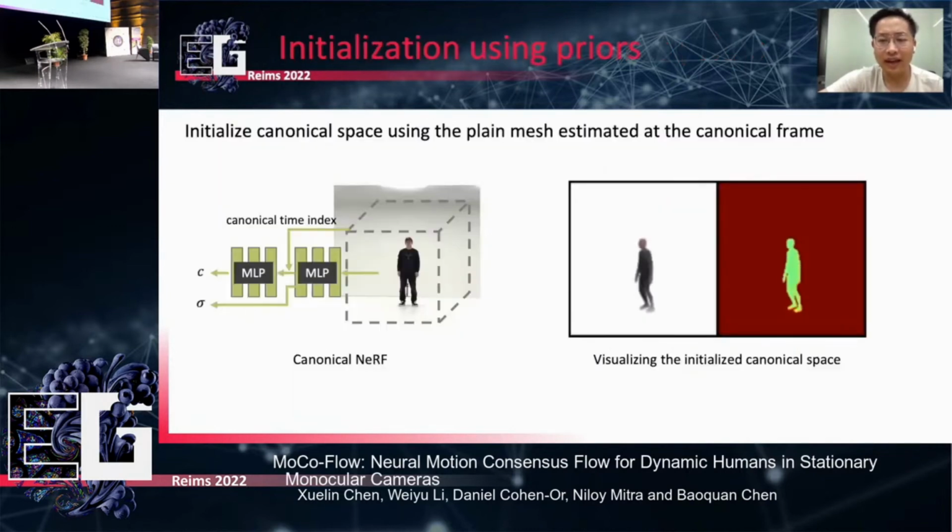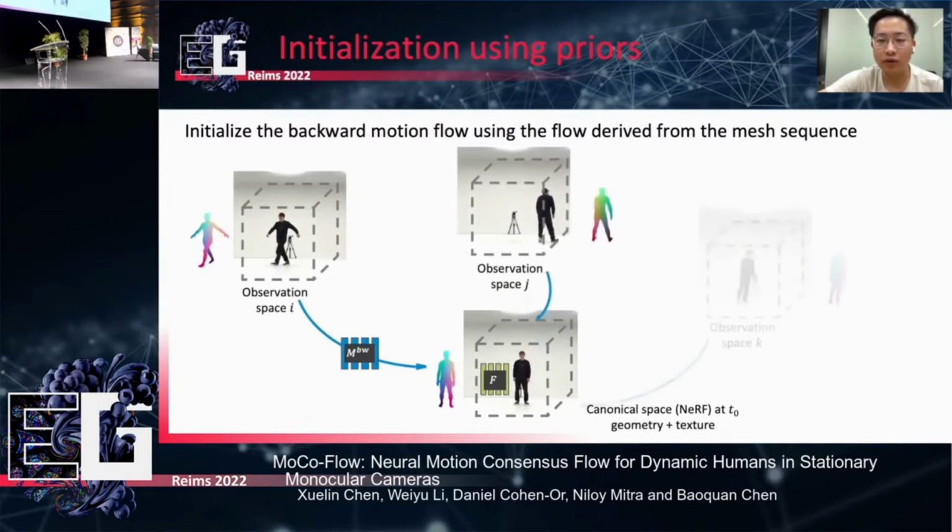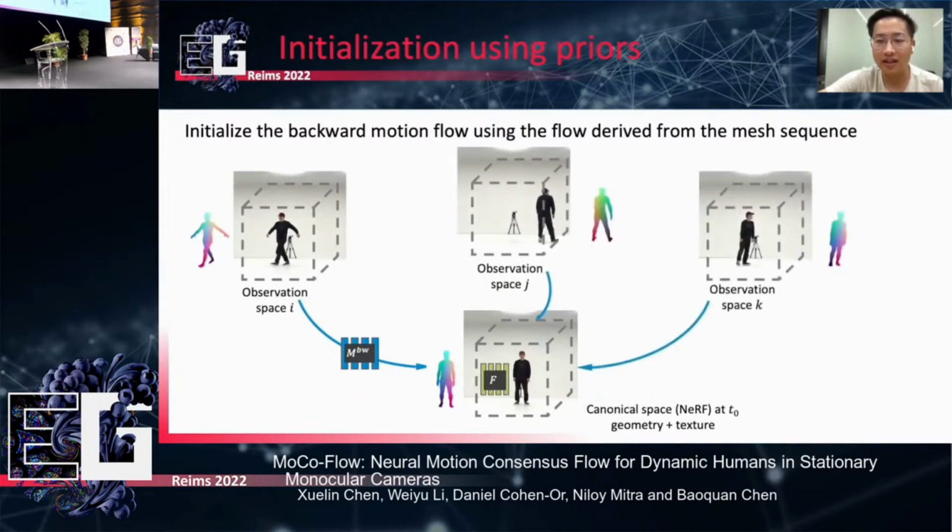We then initialize the canonical space using the plain mesh estimated at the canonical frame. This is done by training the canonical NeRF to overfit the rough geometry and plain appearance. Without loss of generality, we set the canonical space to be the one at the first frame. Next, we initialize the backward motion flow using the flow derived from the mesh sequence, while freezing the canonical NeRF.